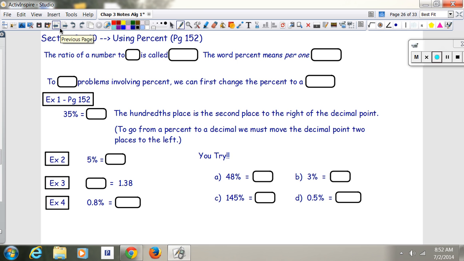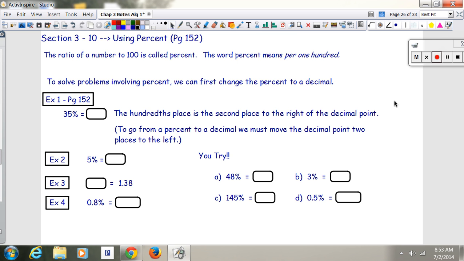All right, the ratio of a number to 100 is called percent. We'll just fill in the blanks pretty quick. The word percent means per hundred because there's 100 cents in a dollar. So percent means per 100. To solve problems involving percent, we can first change it to a decimal. So fill in the words that are missing there.